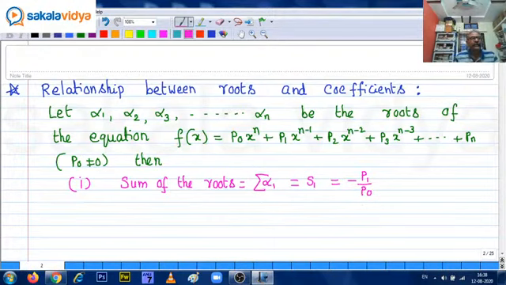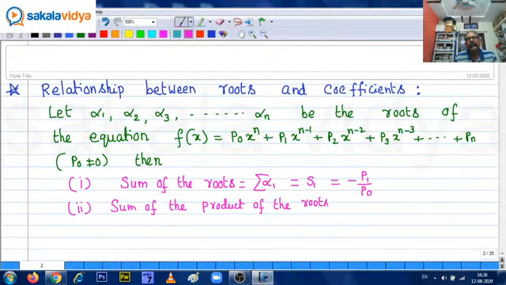So next, second, sum of the product of the roots taken 2 at a time. Taken 2 at a time means alpha 1 alpha 2, alpha 2 alpha 3, alpha 3 alpha 4 and so on, alpha n minus 1 alpha n, and their sum, the product sum.